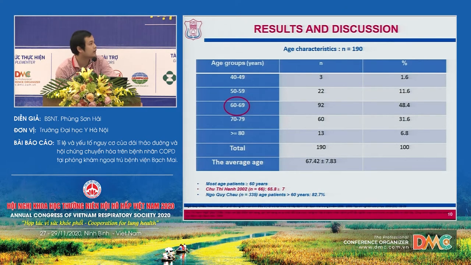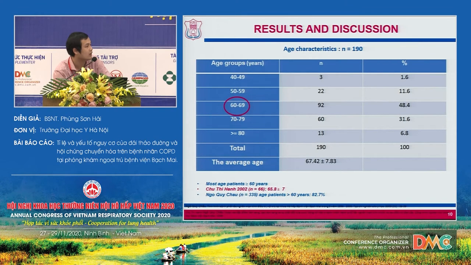Move on to part 3, results and discussion. Now look at the table of characteristics. There are 190 outpatients diagnosed with COPD. The average age was 67.42 years. COPD accounted mainly for the 60 to 69 age group.